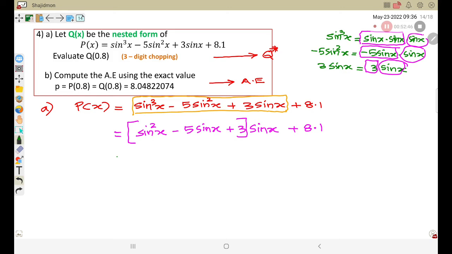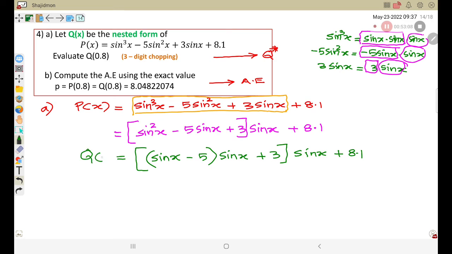Now again from the first 2 terms, we can take sin x common. What will be the balance? One more sin x minus 5. All other terms are the same, plus 3 multiply sin x plus 8.1. So this is what we are calling Q of x, or the nested form of that function. Now we are going to do the calculation.